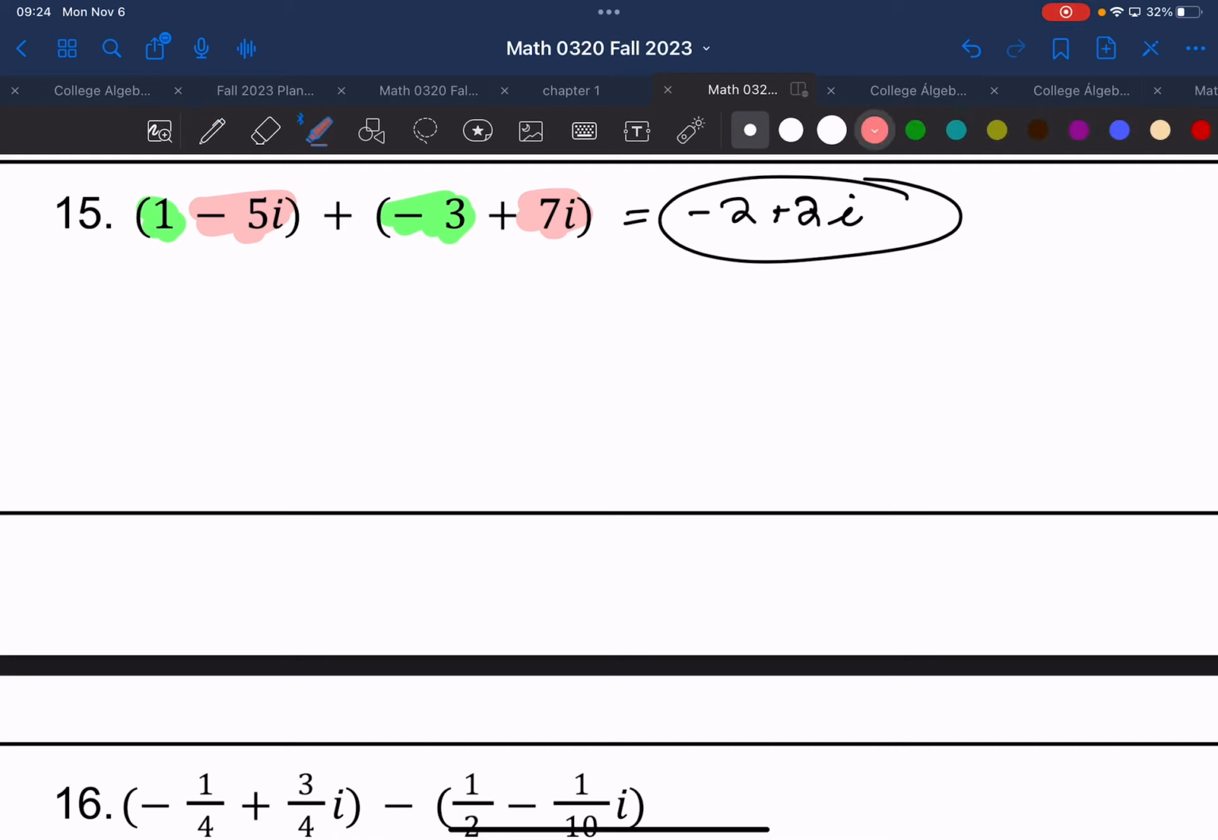We only are adding or subtracting the corresponding real and imaginary parts. So think of them as not like terms. Imagine that i is like a variable. You wouldn't combine an x with a constant number. Okay.